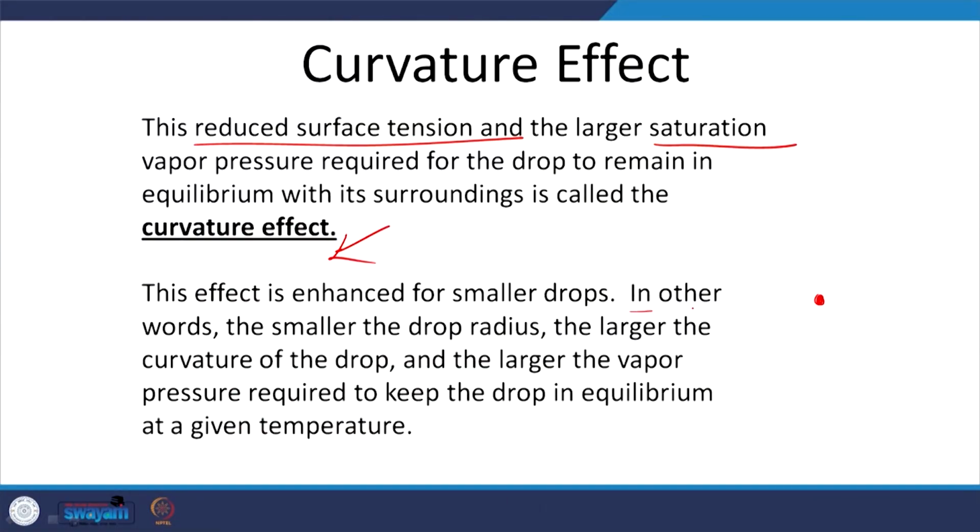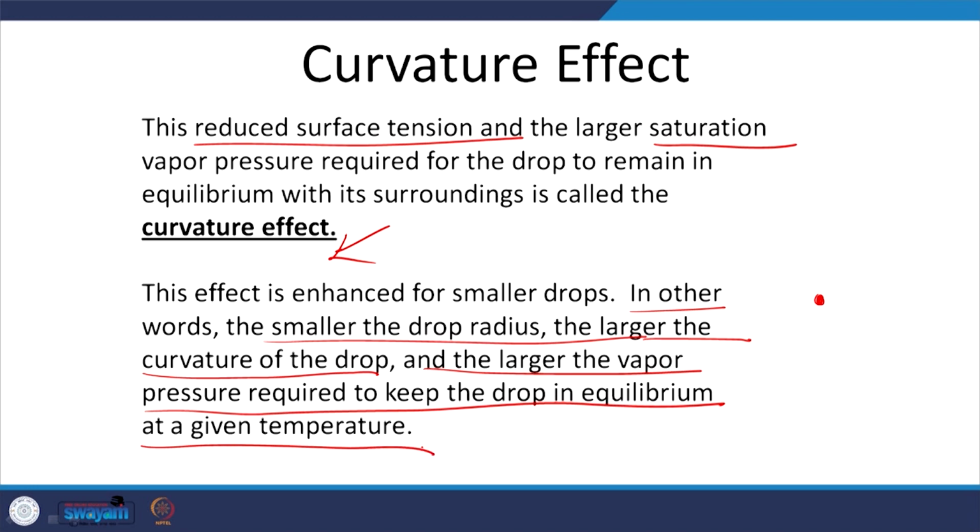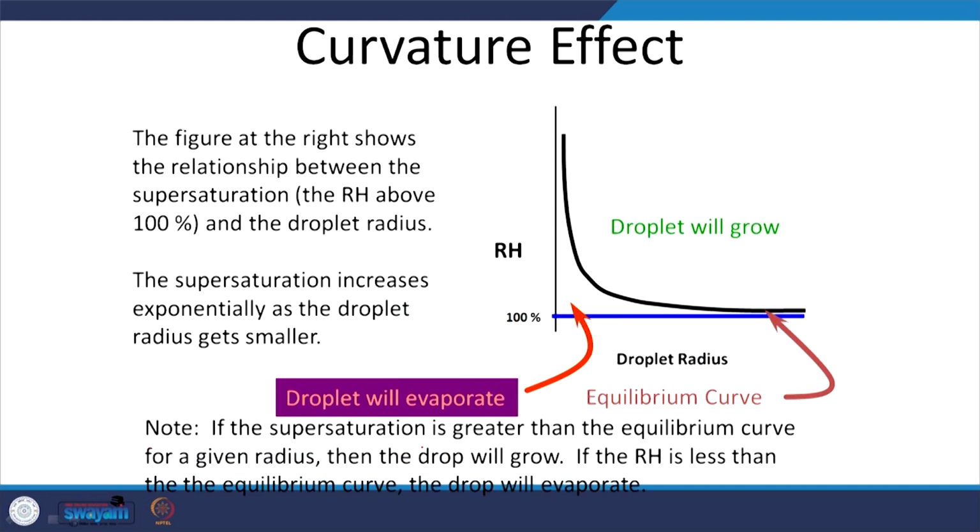So the effect is enhanced for smaller drops. In other words, the smaller the droplet radius, the larger the curvature of the drop, and the larger the vapor pressure required to keep the drop in equilibrium. So that means you have to have more vapor pressure to be able to keep the droplet intact. If you want to evaporate it, then we are looking in the other direction, we don't want to discuss this, right. So this effect is called the curvature effect.